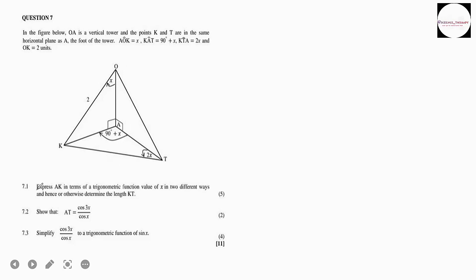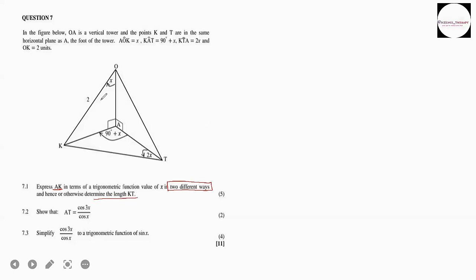Then 7.1, I want you to read 7.1 carefully there. It's hinting to the same strategy that I've been talking about, that you need to express this in terms of the common side. So look at this: express AK in terms of a trigonometric function value of X in two different ways, and hence or otherwise determine the length of KT.